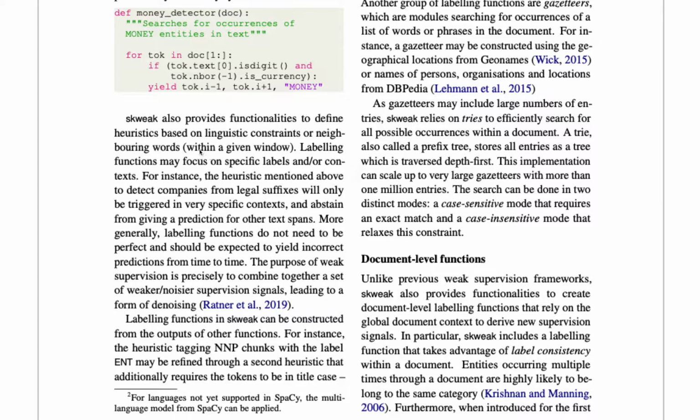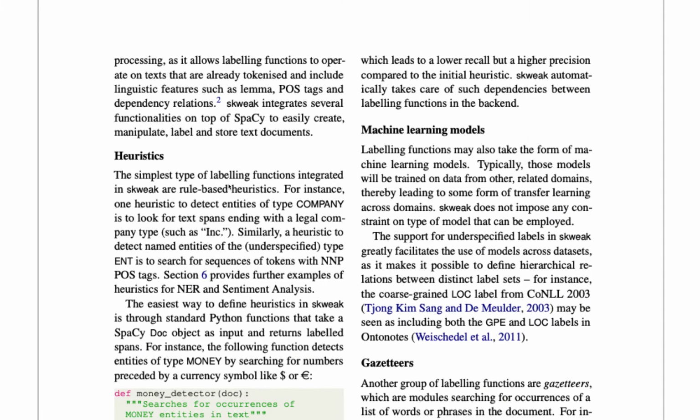And in skweak, they have said that they have additional functionality in terms of defining a window. So you can say if this particular condition is satisfied within a window of, let's say, 5 words, those kinds of things, or if this condition is being satisfied within this prefix. So those kinds of things can be done.